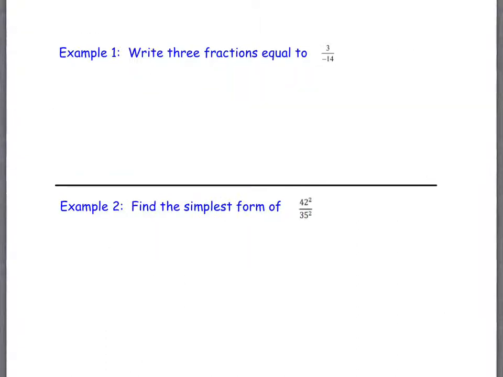All right, so the first thing we're going to do then on example 1 is we're going to take this fraction 3/-14, and we're going to write 3 fractions that are equal to this one. Okay? So I want you to take just a minute, jot down a couple of them. If you can come up with 3 automatically, that's fantastic. Find 3 fractions equivalent to 3/-14.